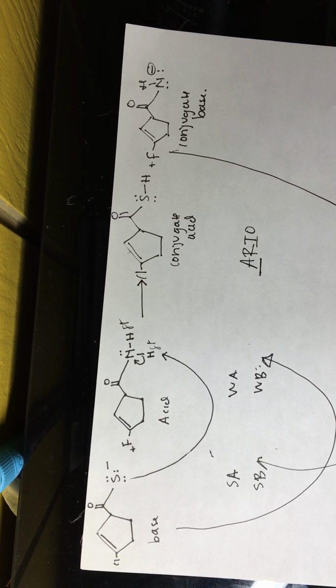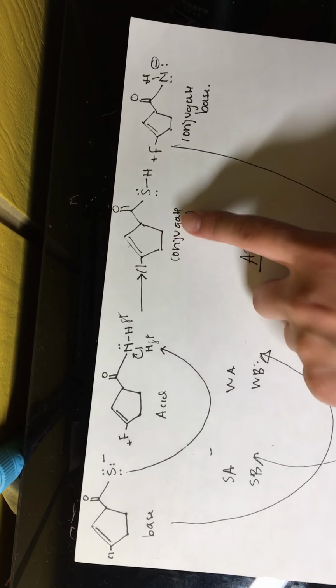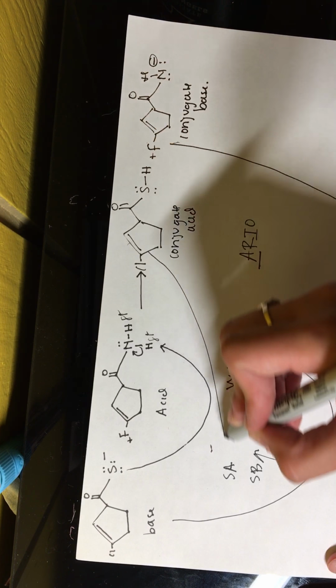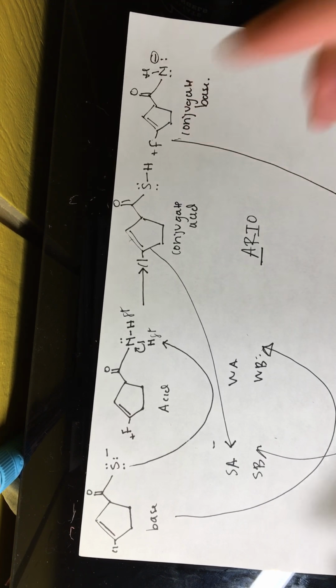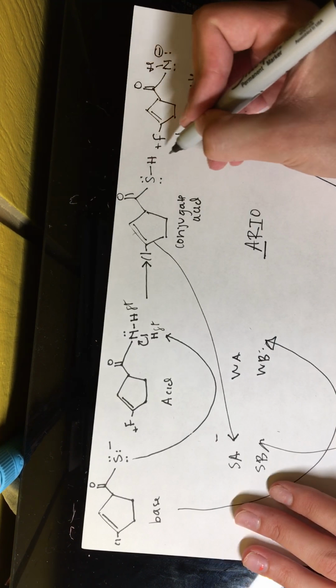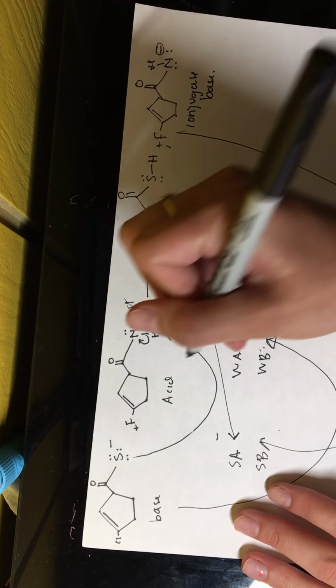And from there, we can see that if it's a weak base, then its conjugate acid is going to be a strong acid. And we know that if this is a strong base, its conjugate acid is going to be a weak acid.